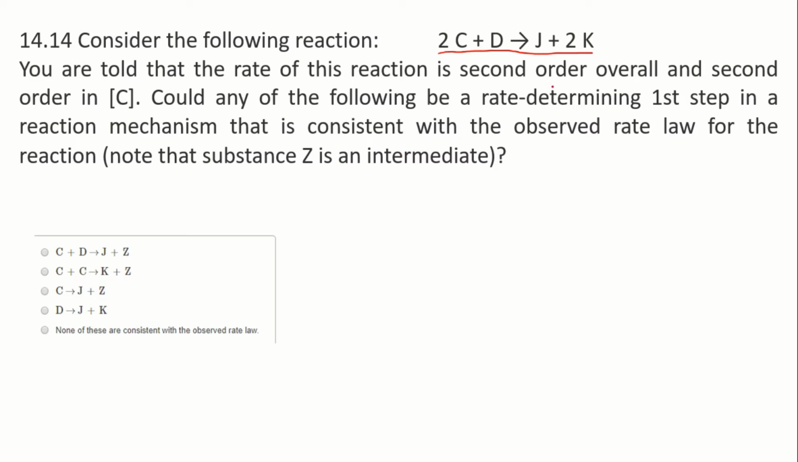And the key here is that the rate of the reaction is second order overall and second order in C. So from that information, we can figure out the rate law should be rate equals our rate constant times the concentration of C squared, and that should describe the entire reaction. The rate of the reaction equals the rate constant times the concentration of C squared. That covers the reaction being second order overall and second order with respect to the concentration of C.